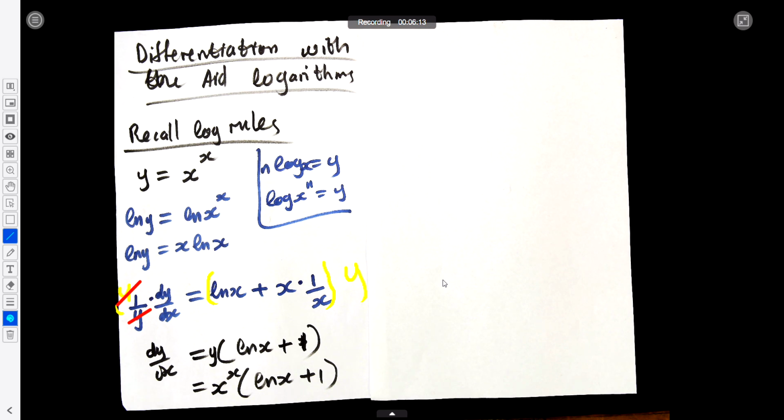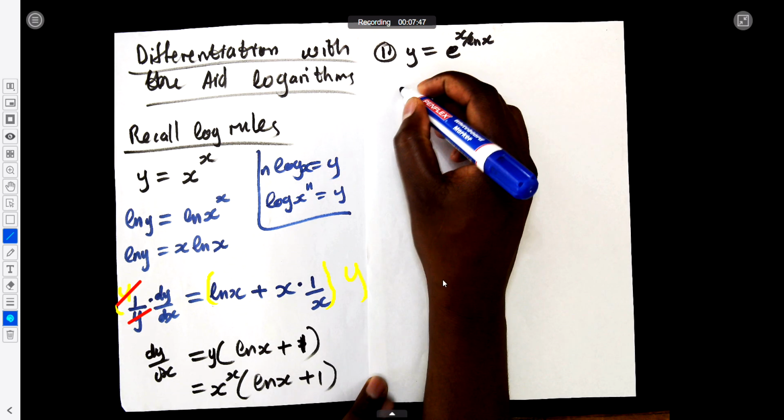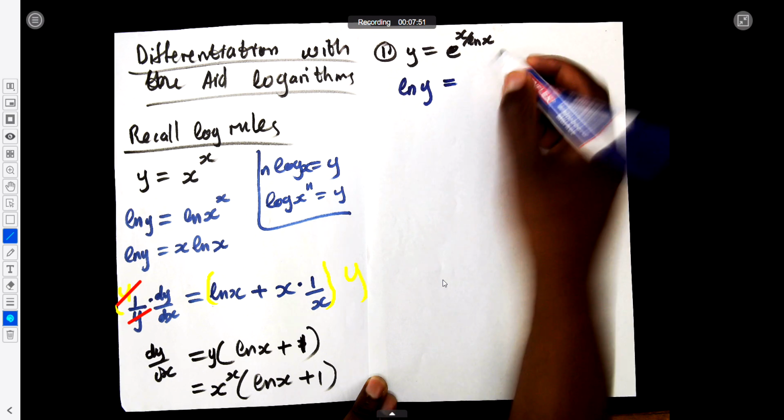So I hope we can look into another rule. Differentiate the following with the aid of logarithms. But sometimes you can differentiate without applying logarithms. Some other problems you can, but using logs simplifies your problems before you change the function in terms of x. So we're going to apply ln on both sides and apply ln on the right hand side.